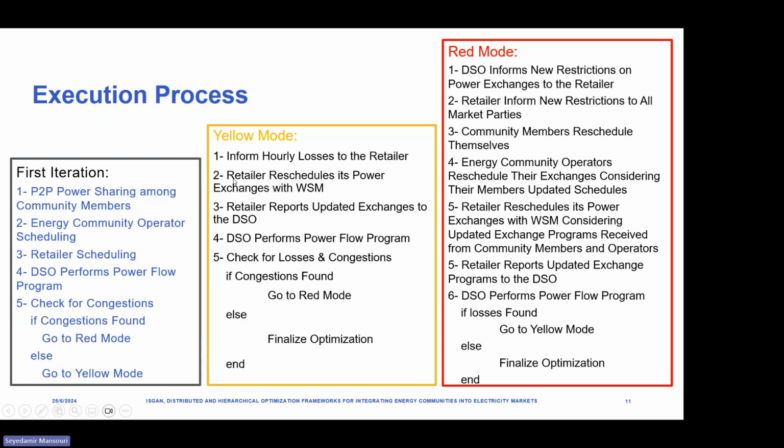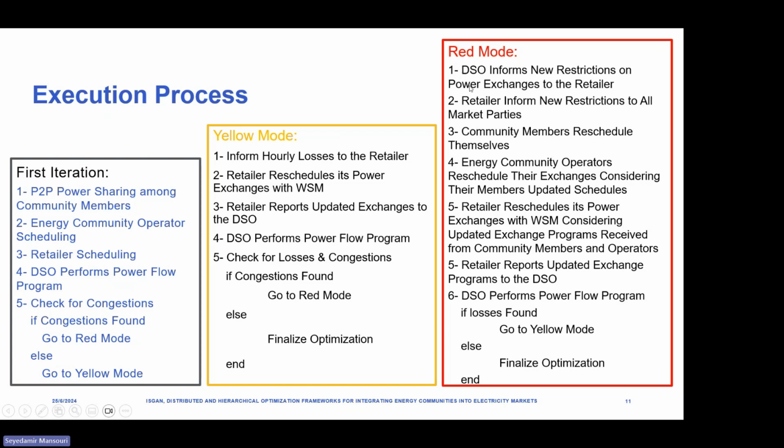In the second step, the retailer reschedules its power exchange with the wholesale market. In the third step, the retailer reports the updated exchange to the DSO. In the fourth step, the DSO performs the power flow program again to check losses and congestion. If congestion is found, go to red mode. Otherwise, finalize the optimization, because we don't have losses or congestion at this level. But if we find congestion, here we have to shift to the red mode.